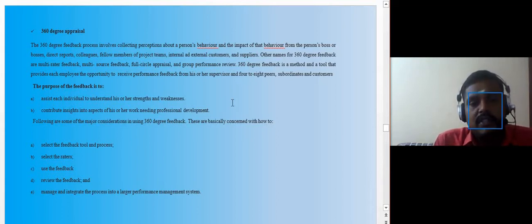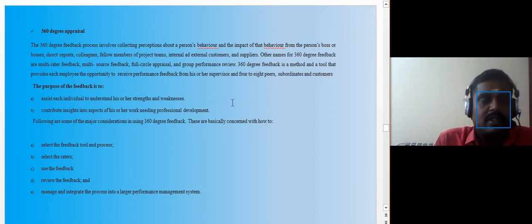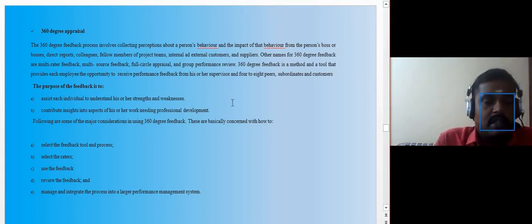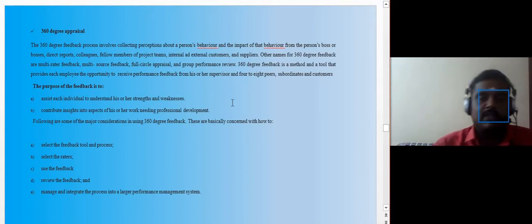So the 360-degree feedback is a method and a tool that provides each employee the opportunity to receive performance feedback from his or her supervisor and 4 to 8 peers, subordinates, and customers. The purpose of the feedback is to assist each individual to understand his or her strengths and weaknesses, to contribute insights into the aspects of his or her work needing professional development, and to select the raters, use the feedback system properly, review the feedback, and manage and integrate the process into a larger performance management system.